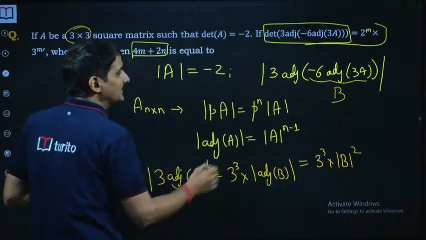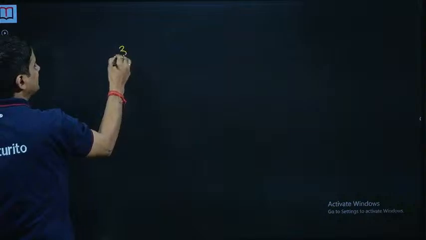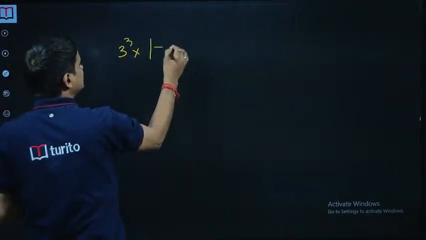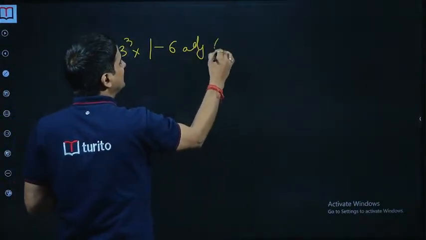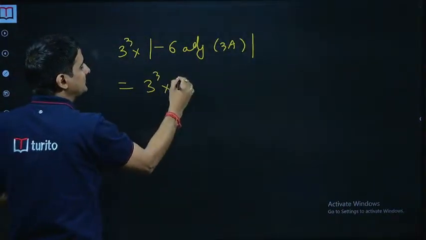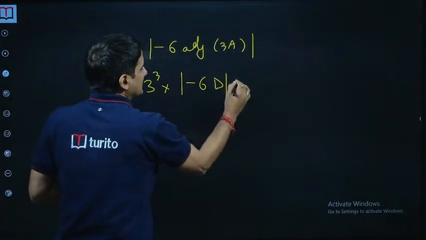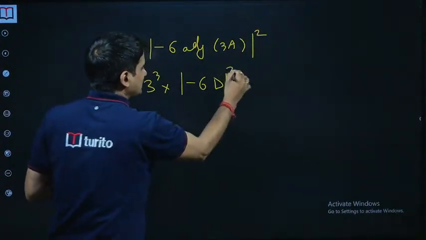Now what is B? B is this thing. So just put the value there. So 3 cube into -6 times adjoint of 3A. That's it. So again, 3 cube into determinant of -6 times some matrix, let's say D. So what is it? Whole square. Of course, this is whole square.